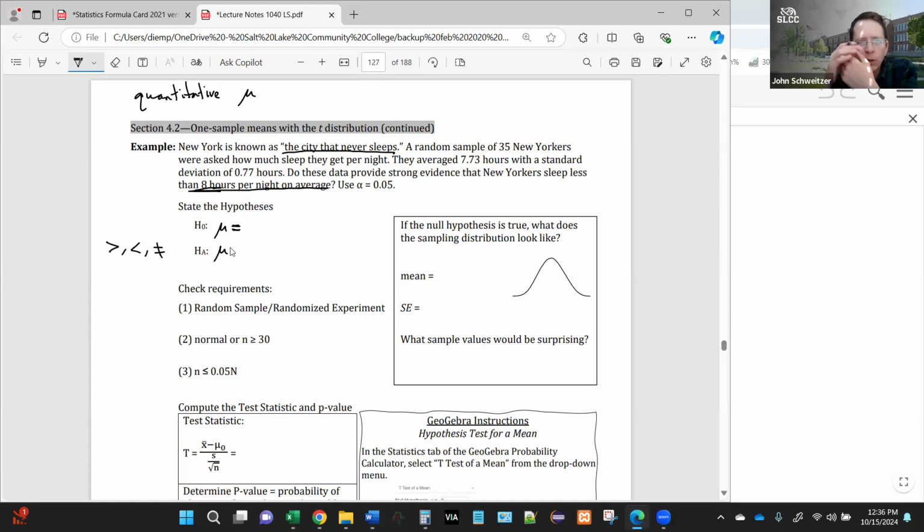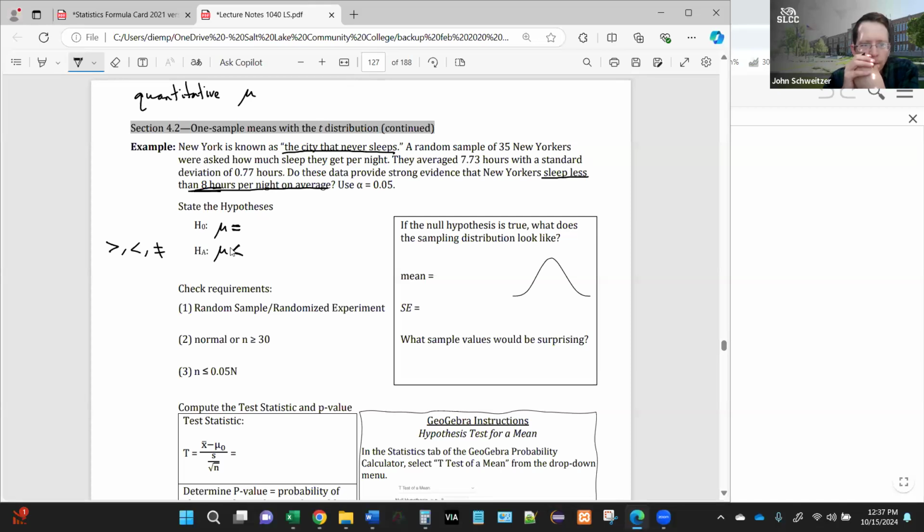So we look back in the problem for evidence, right? Some kind of indication for which tail, or if it's a two-tailed test. It does say sleep less. So I think it's pretty clear that this is a one-tailed, left-tailed test.